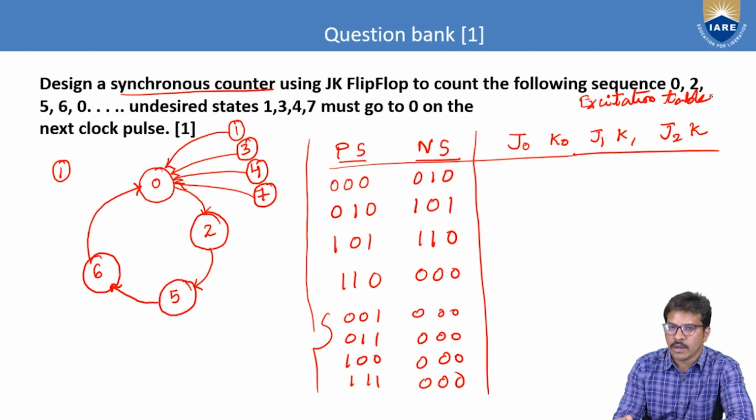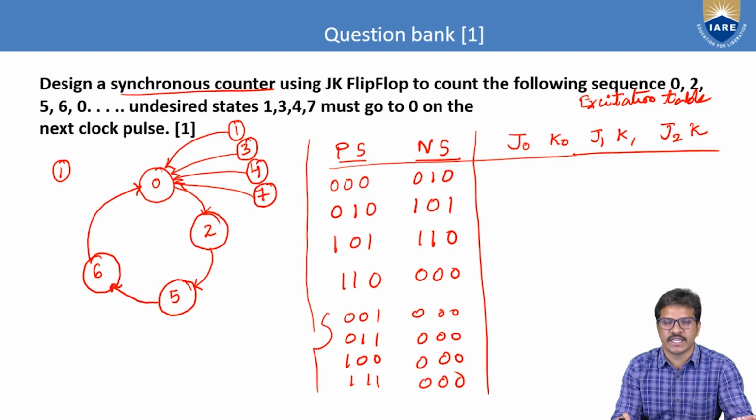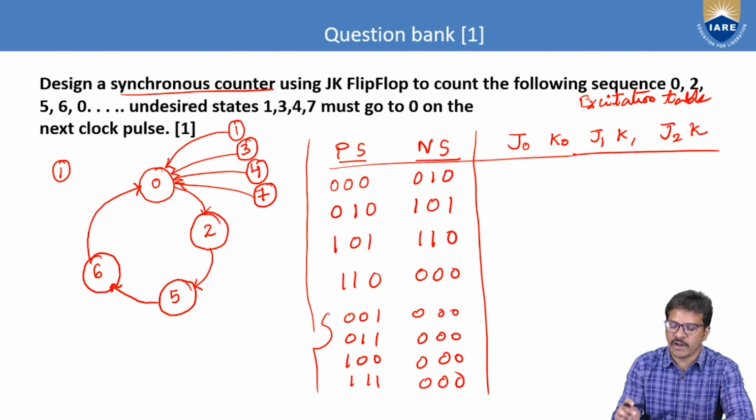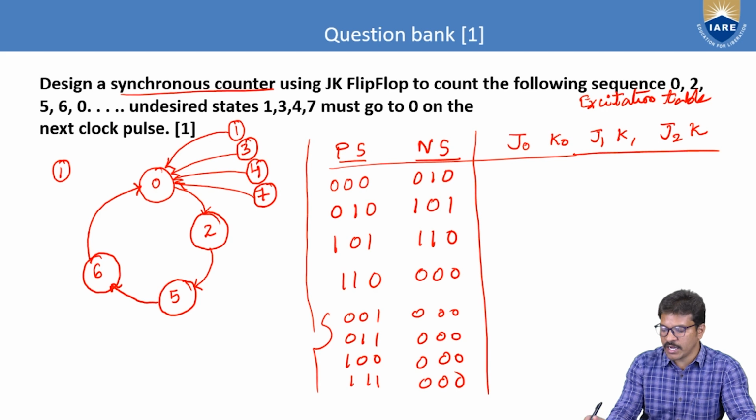we can work out what relevant inputs are required at the J and K inputs to make the flip-flop change to the next state from the present state. What relevant inputs must be provided to the JK inputs to get the next state from the present state. So I'm creating this as one single row so that we can understand how to create this table.